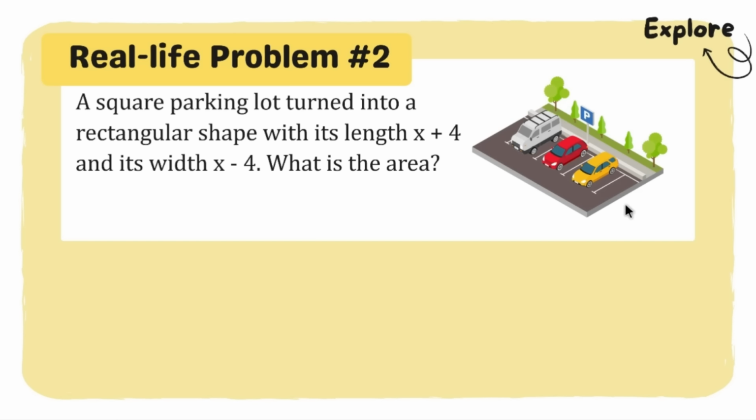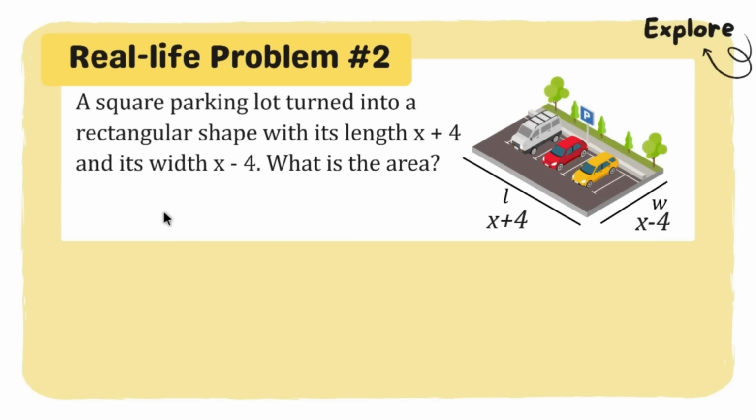So we have here a rectangular parking lot with its length, yung mas mahaba, and then yung width, which is yung mas maiksing side. But before it became a rectangle, it was first a square parking lot. That's why yung length niya is x plus 4. Nadagdagan po ng 4 yung dating x na side ng square. And then yung width niya ngayon is x minus 4. Nabawasan po ng 4 yung dating side ng square. Kaya naging rectangle na po siya. Now, what is the area?